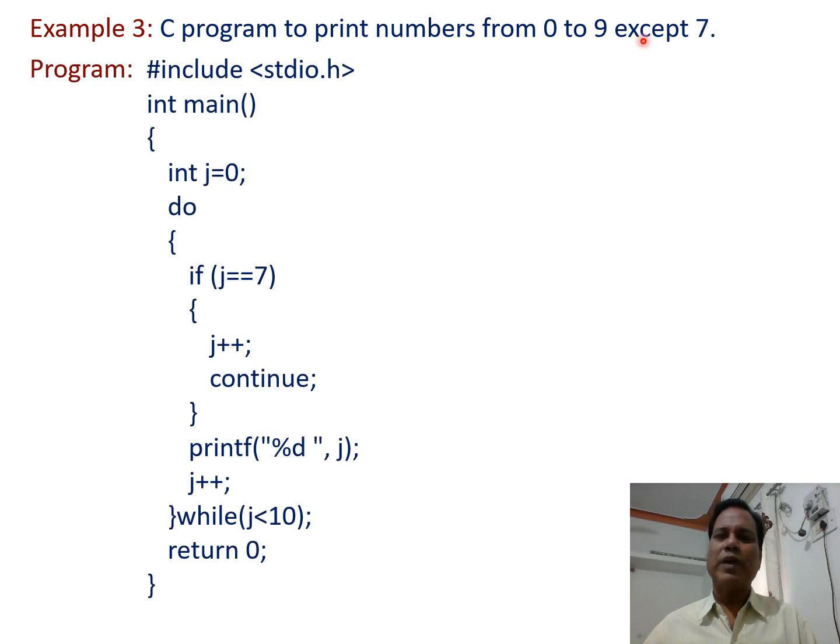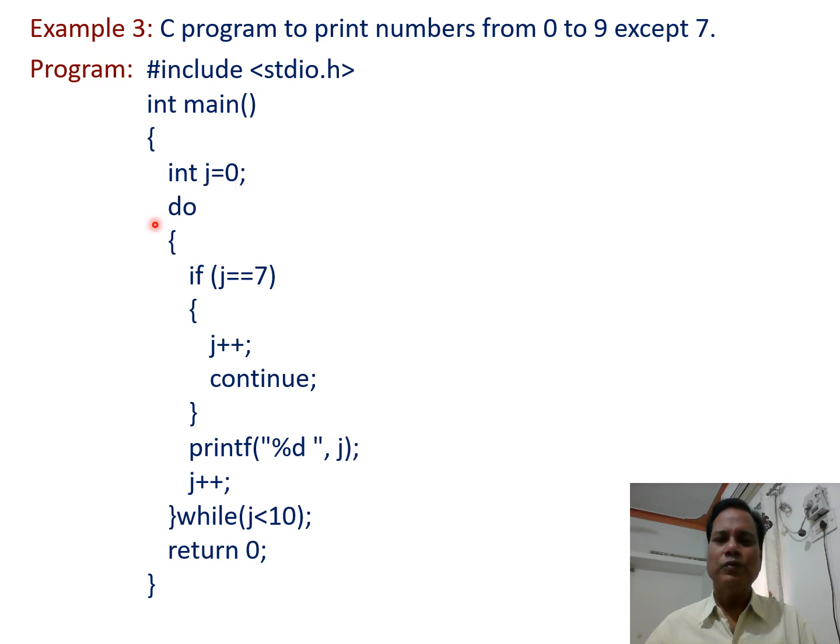So a program can be written like this one. And in this program we will see how the continue statement is used to skip printing of 7. So let us discuss this program. Within the open and close braces of the main function, the first statement defines integer variable j and its value is assigned 0.